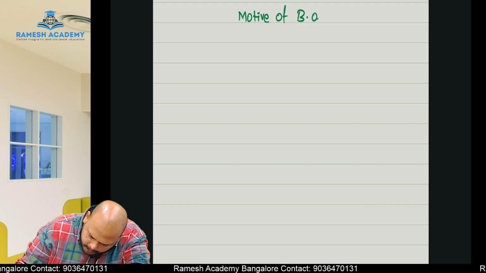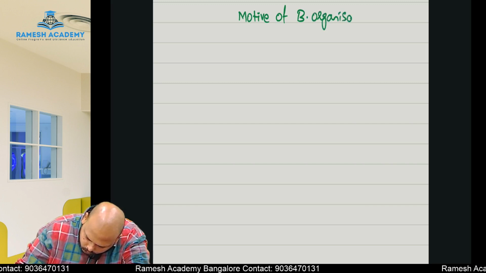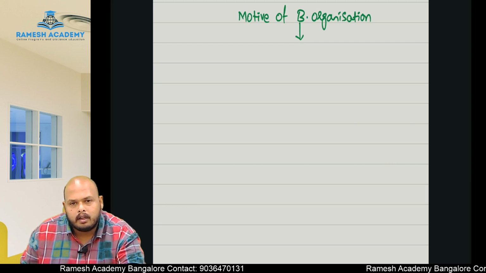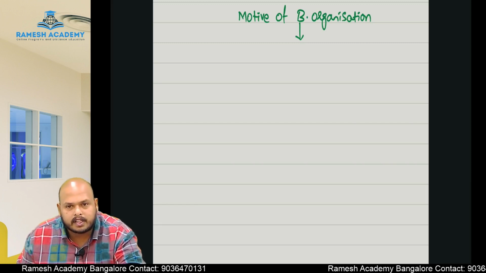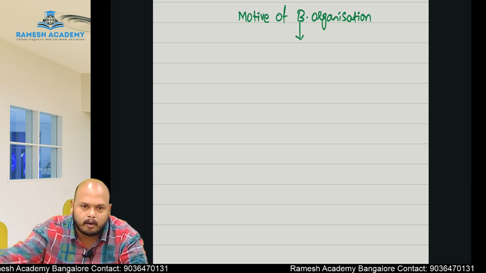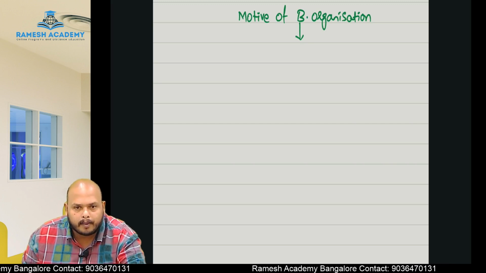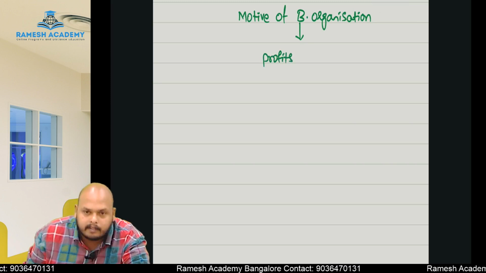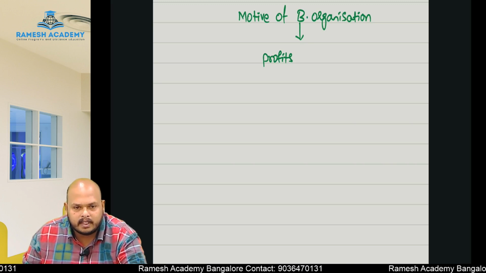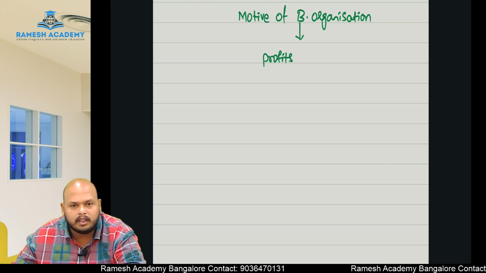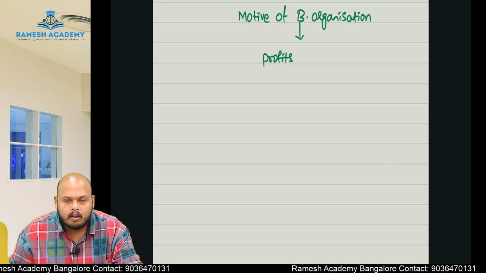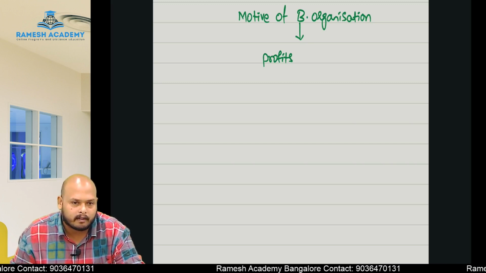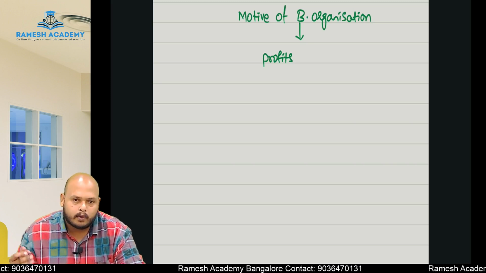What is the motive of a business organization? To earn profits or to provide social services. For what purpose are we operating each and every business organization? We are operating for the purpose of profits, right? So profits will be the main motive of each and every business organization. The main motive is earning the profits.